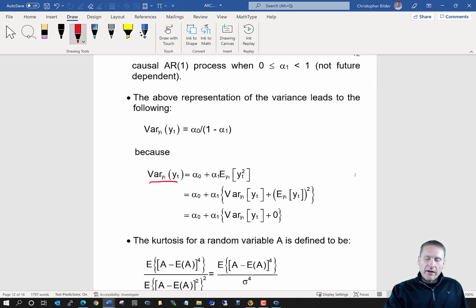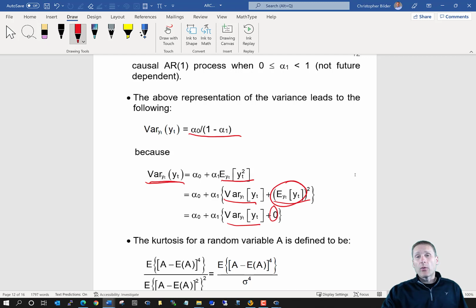So here's my variance. Well, let's write out what the expected value of y sub t squared would be. It's the variance of y sub t plus the expected value of that quantity squared. This is equal to 0, as we've already found. So I have a variance of y sub t here, a variance of y sub t there. Let's solve for the variance of y sub t, and what do we get? Alpha 0 divided by 1 minus alpha 1 for this particular model.